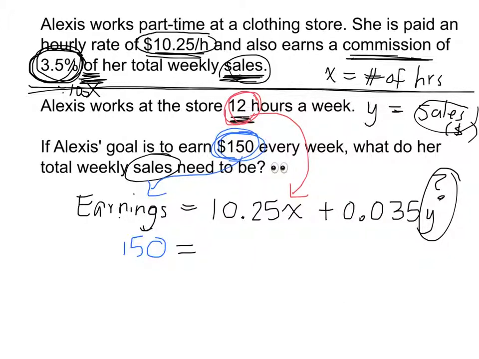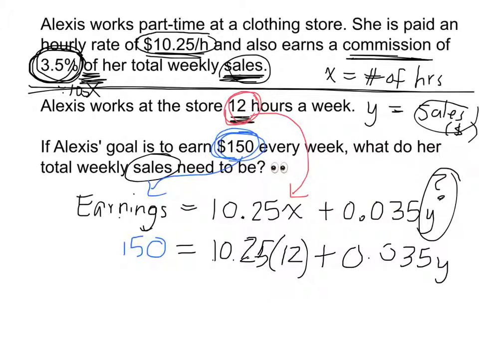So if that's her earning, what would her sales be? Her earnings depend on her sales, right? So if her earnings are 150 and she works for 12 hours, we're going to multiply this by 12. We need to figure out her sales, so we need to figure out Y. I want you to simplify this and isolate a variable. You should all know how to isolate a variable. $123, good, plus 0.035Y.